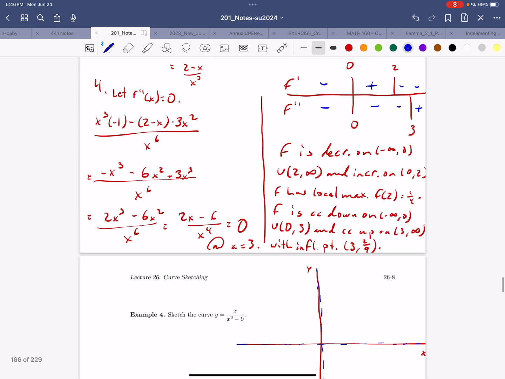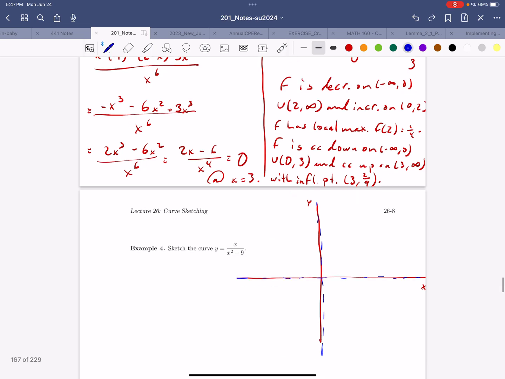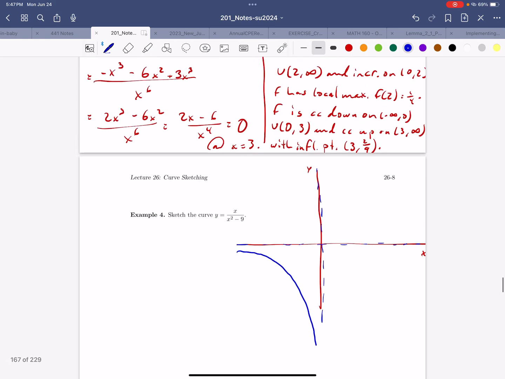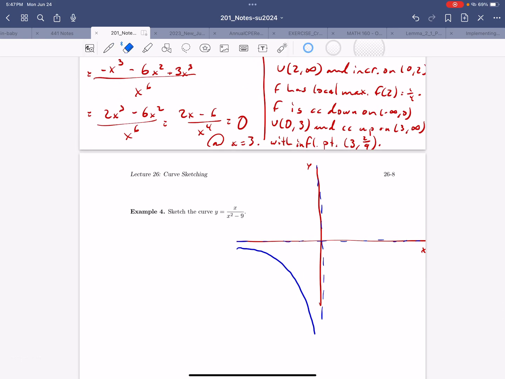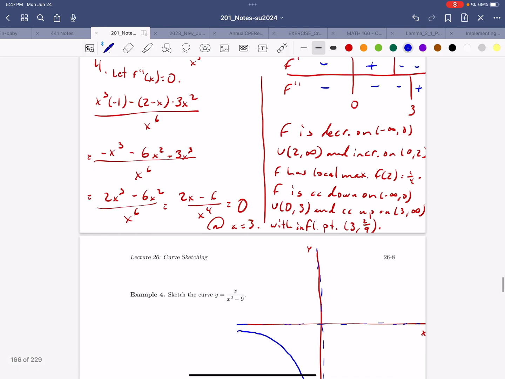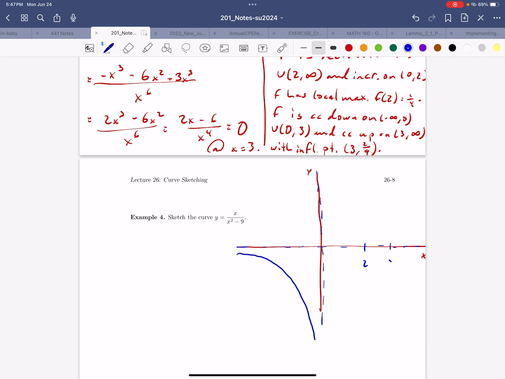Let's see what we've got going on here. Before 0, we've got a curve that looks like this. But remember, we've got to respect and obey our asymptotes, so it's something like that. Let me try to draw that a little bit nicer. Something like that. Then we're increasing, but concave down from 0 to 2. Let's maybe mark that. So we're going like this.